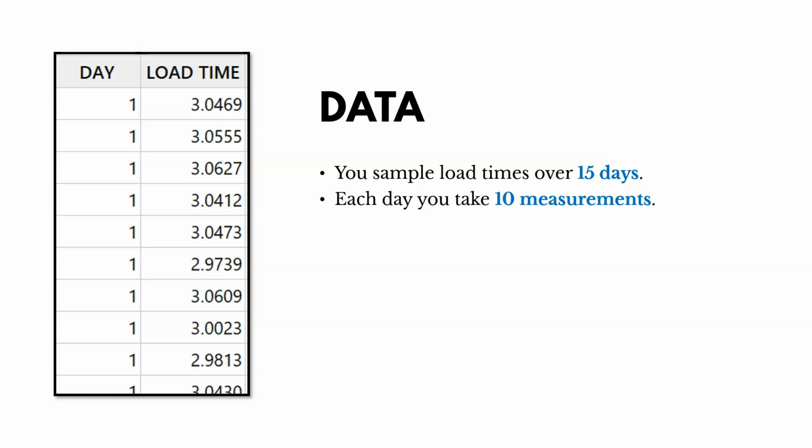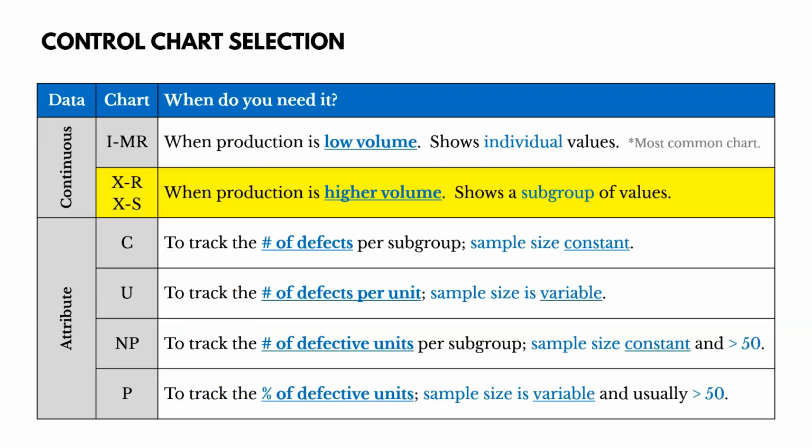So let's imagine this scenario. We've collected some data and we sample load times over 15 days. And each day we take 10 measurements. So we have 150 measurements. It might not make sense in this case to use an individuals chart because we probably have too many points. So maybe we want to use an XR or an XS chart because we have higher volume production or measurements. And let's show a subgroup of values, basically the average of measurements for each day.